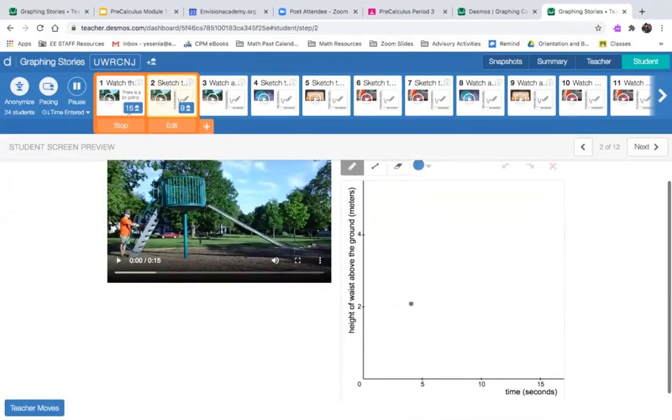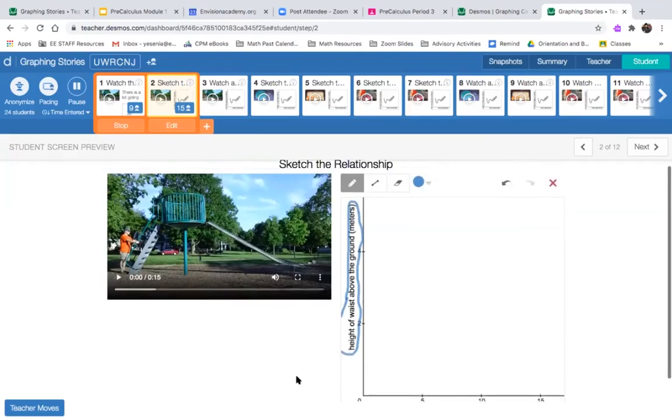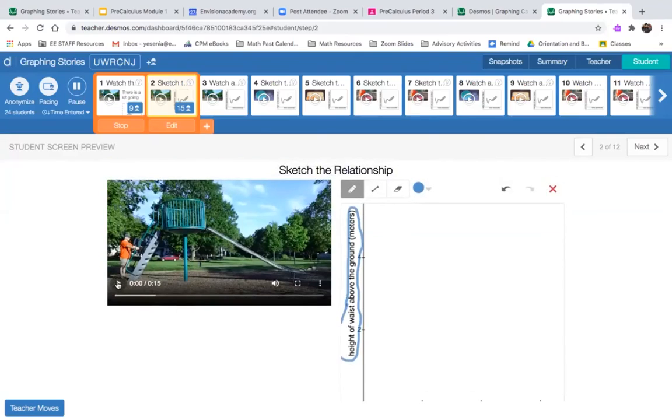The relationship between, and they want you to look at the height of his waist above the ground in meters. So I'm circling it right now. What they want you to actually see that's changing is his waist from the ground, right? And they want you to graph it. Notice what's cool though is when I play this video, look what happens to the graph. You get this vertical line that helps you graph over time.